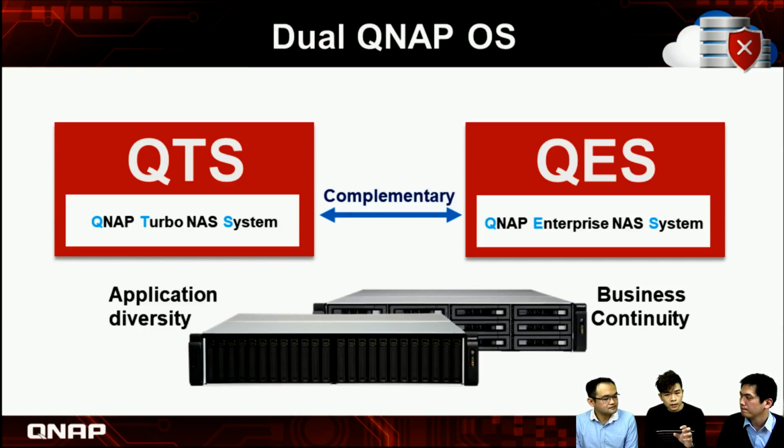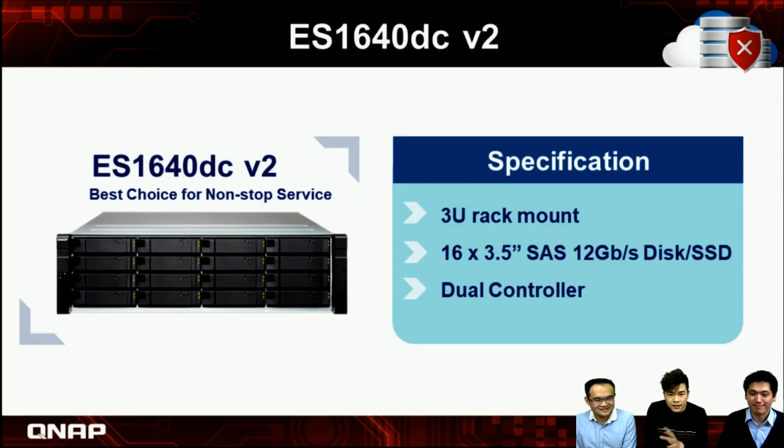So I mean, I got a NAS. Yeah. And then I just start it, and I can set if I want to choose QTS or QES at the very first beginning. Yeah. And then I can have the application diversity or the business continuity. Yeah. Okay, so buy one get one free. It's very good. Okay, so besides that, I think we still have other models.